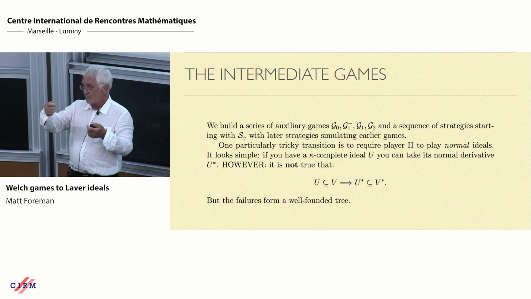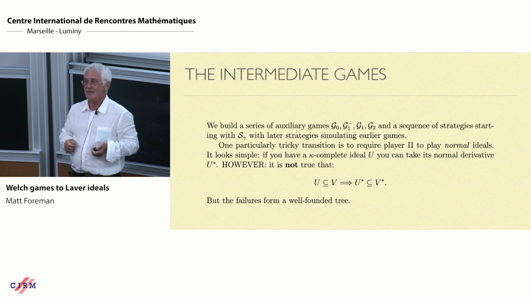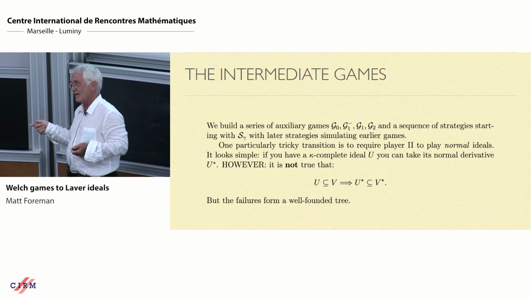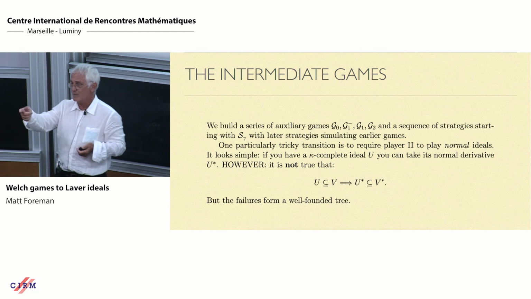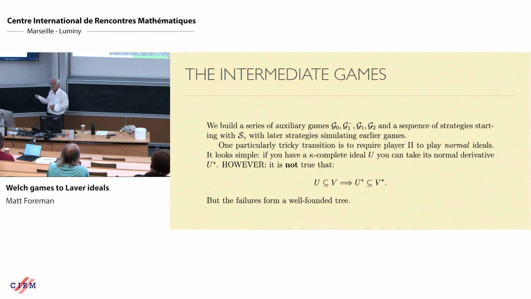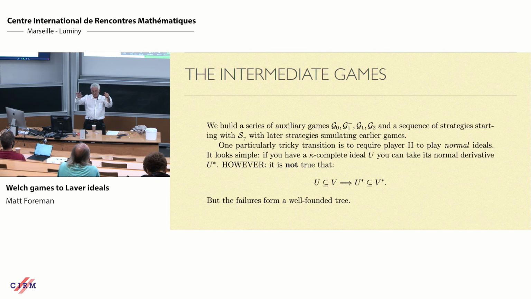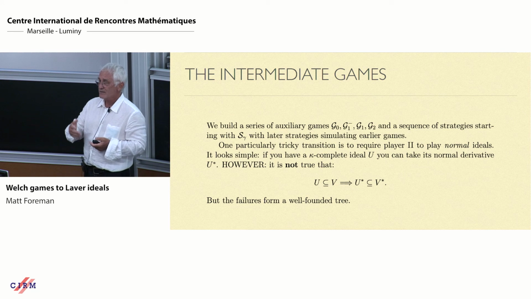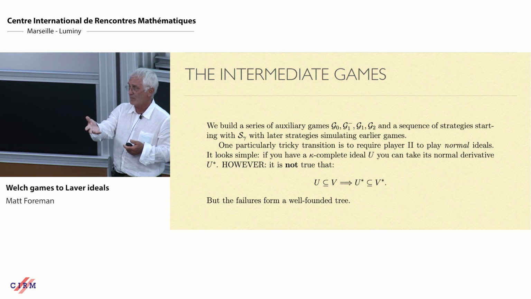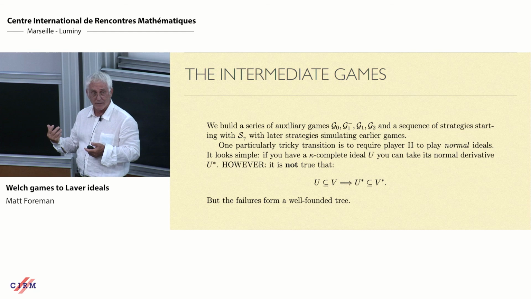So if Matteo plays U, and I'm playing the game where I have to play a normal ideal, I just take his play and I normalize it and I play the normal version. The problem is he may be playing a decreasing sequence of ultrafilters, but it's not true that if you have U a subset of V, then the normalized version of U is a subset of the normalized version of V. Okay, so homework over lunch, give an example of that. So this looks like it's very hard to transform this game from ordinary ideals to normal ideals.